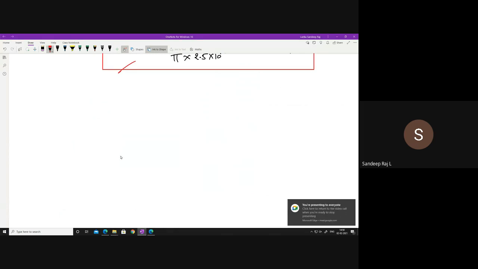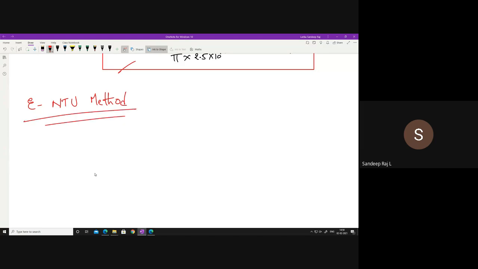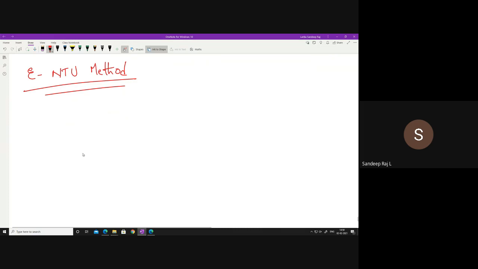Right. Now we'll be looking at the effectiveness NTU method. If we look at any heat exchanger, it will have four temperatures that we have seen till now. So let me draw one heat exchanger here.